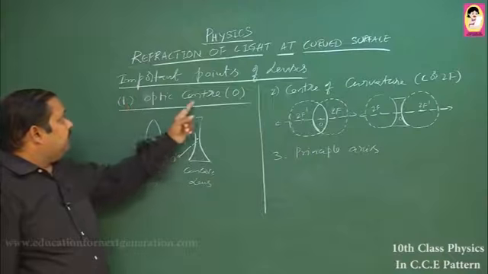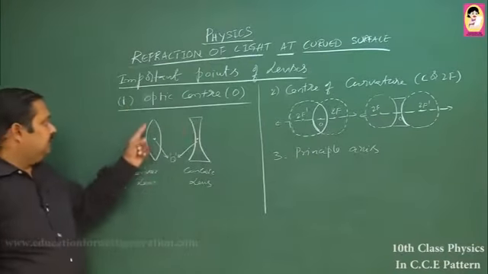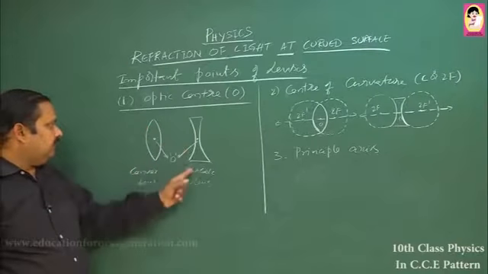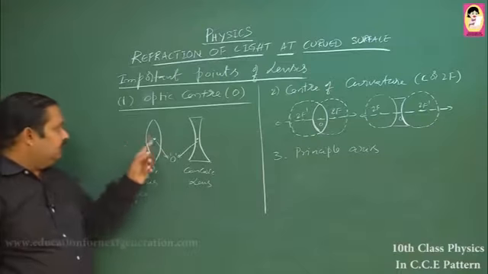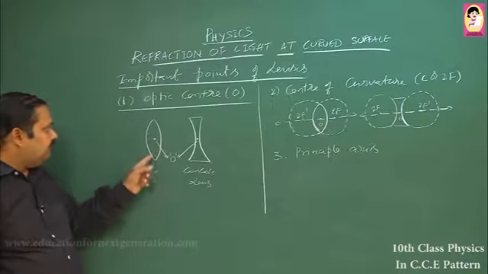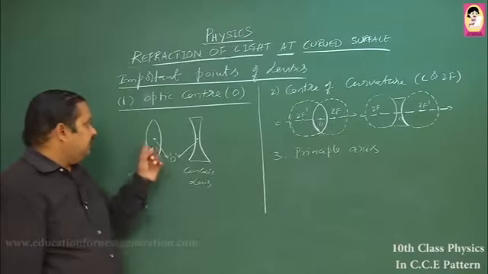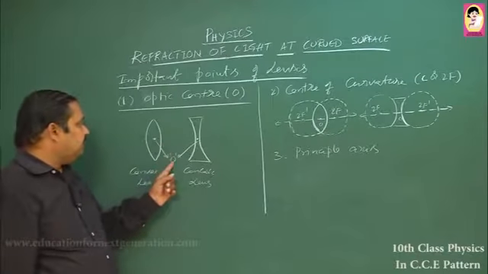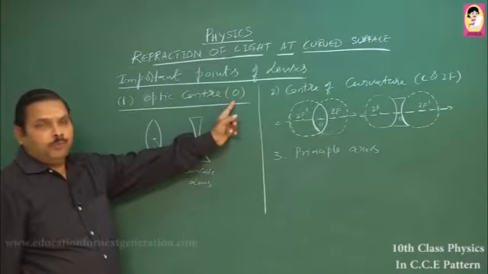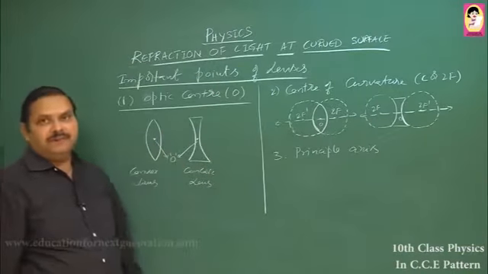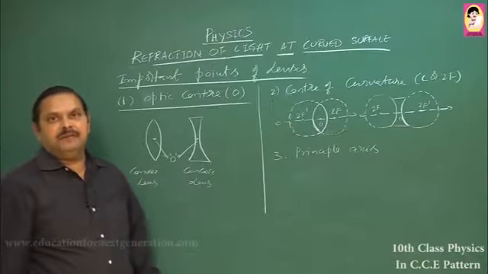The first important point of the lens is its optic center. This is the convex lens, this is the concave lens. This is the geometric midpoint of the convex lens and this is the geometric midpoint of the concave lens. The geometric midpoint of the lenses is called optic center and it is denoted by the symbol O. So, O stands for optic center of the lens. It may be convex, it may be concave.